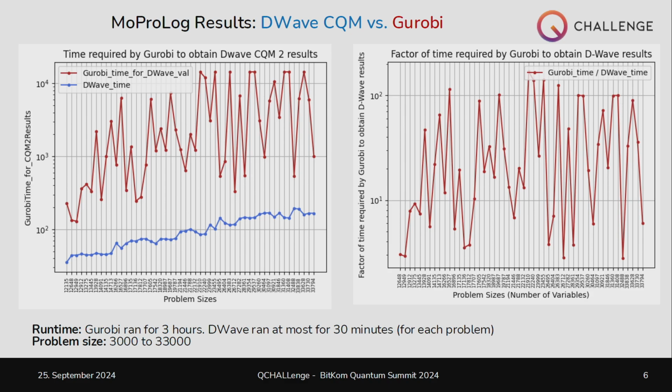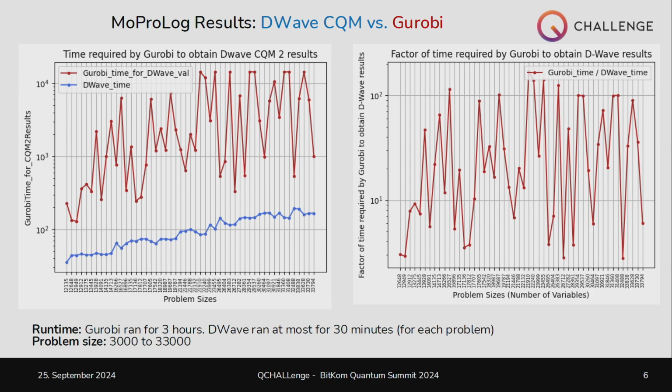Our preliminary results can be seen here, and these are the same plots we had for the previous use case. We let D-Wave run. It computes automatically the runtime it needs for that, and it produces some solution. Then we let Gurobi run and just took a look at when it reached the objective value of D-Wave, and this would be the runtime on the left plot.